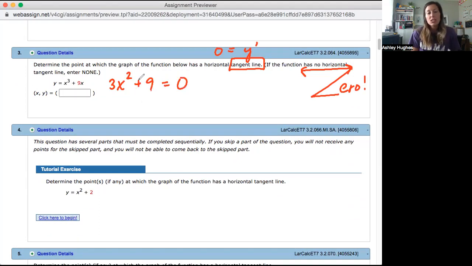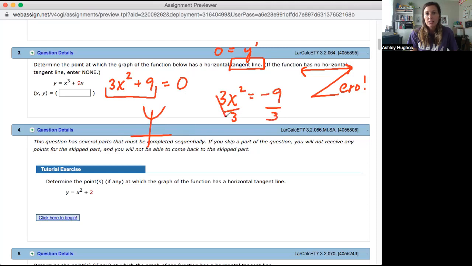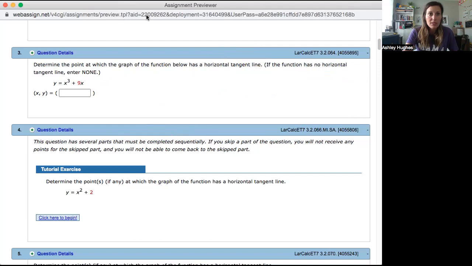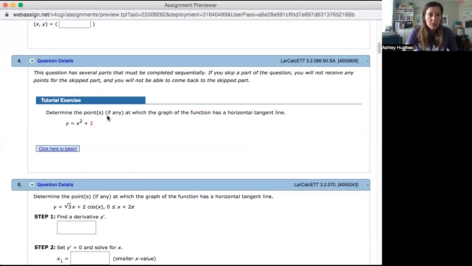Now here's the thing. This actually doesn't have any places where this will equal 0, because you're not going to be able to square a number and then add something to it and ever get a negative number. So I can just picture this graph as a parabola shifted up 9. It looks like this. So it never crosses the y equals 0 line. You could try to solve it by subtracting the 9, but then you're going to get x squared equals negative 3, and that's an imaginary number. And we're not talking about i, so we're not going to have to worry about that one. So the answer would be none for that one.